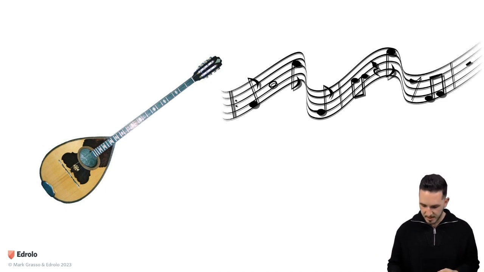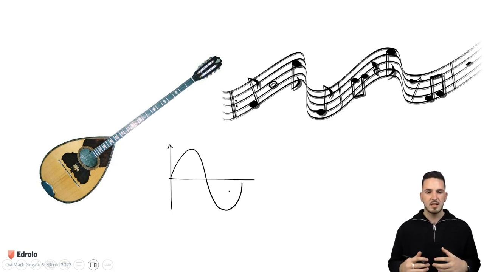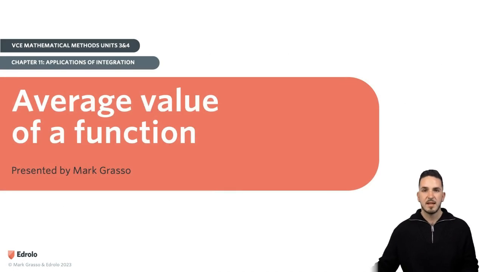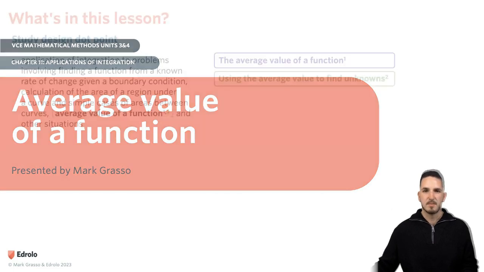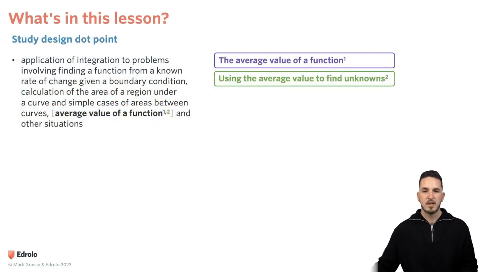So for example, let's say we had a graph that looks something like so. We can actually use integration to find the average sound that the bazooki makes, or the average volume, if you like. So in this lesson, we'll be looking at the average value of a function. In particular, we'll be looking at the average value of a function and using the average value to find unknowns.